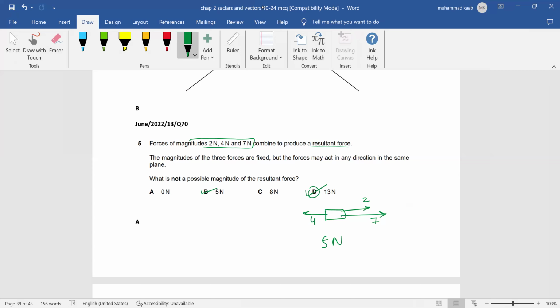Sorry, won't the answer be A? Yes, because this is not a possibility. The way, I mean, 2, 4, and 7 won't cancel out to become 0. Yes, very good, very good.